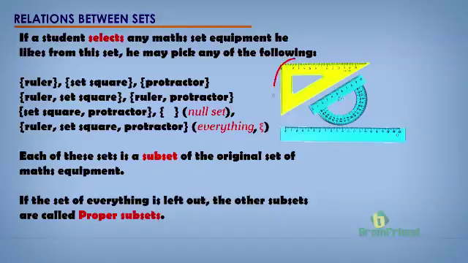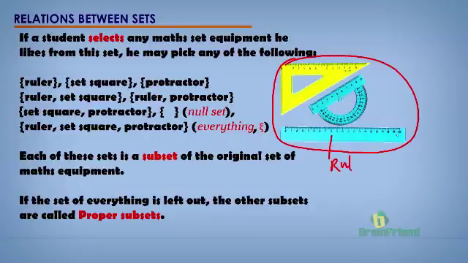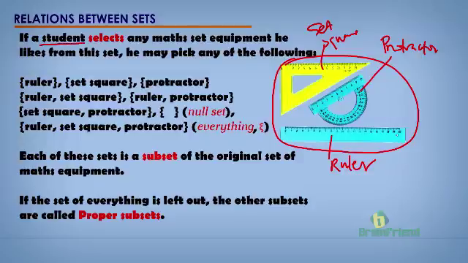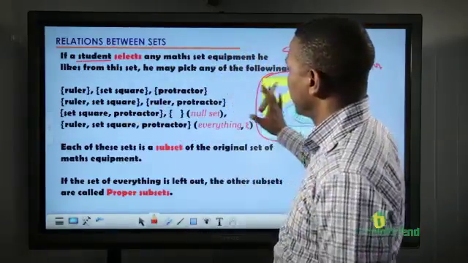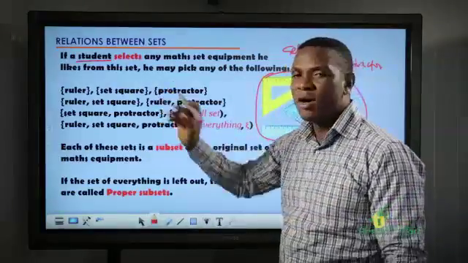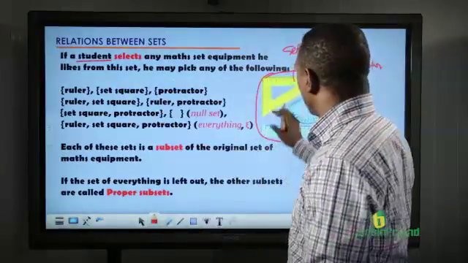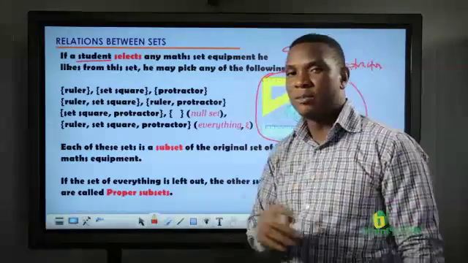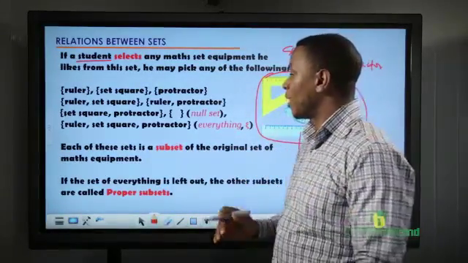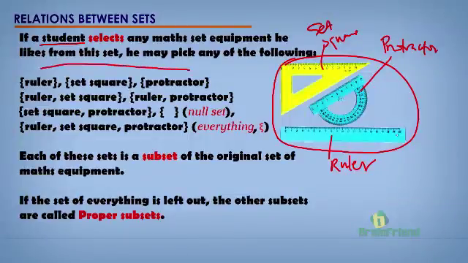Let's take a practical example to better understand the concept of the subset. Here we have a set of mathematical instruments. We have our ruler, we have our protractor, and we have our set square. If a student were to select any of our equipment here in a number of ways, take for instance, he selects 1 at a time, or 2 at a time, or 3 at a time, let's take a range of all the possible ways he could make his selection.